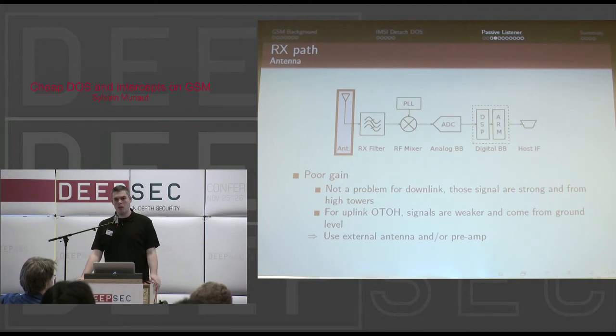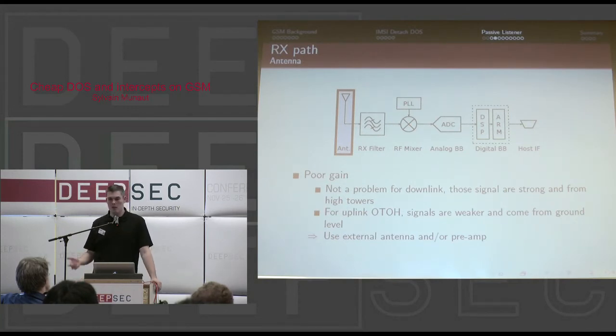To try to work around that, you can either use an external antenna or just preamplify the signal with an RF preamplifier. You have to be careful though, because your amplifier or your antenna will amplify everything, you can saturate the input stage of the phone, and then you don't receive anything.